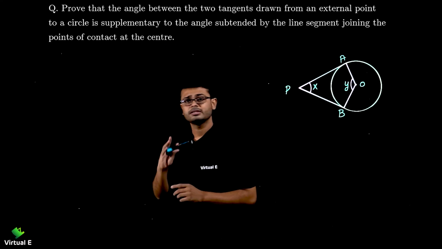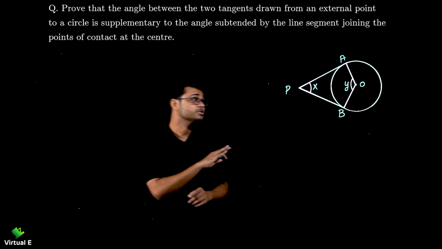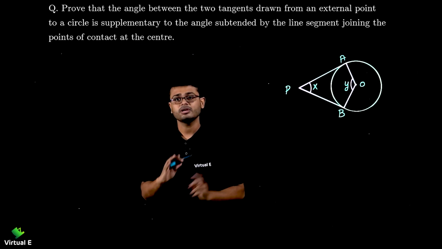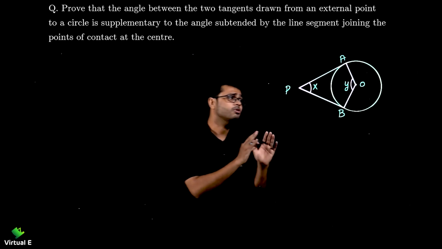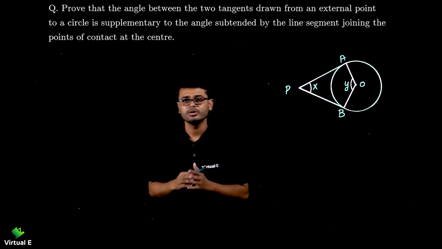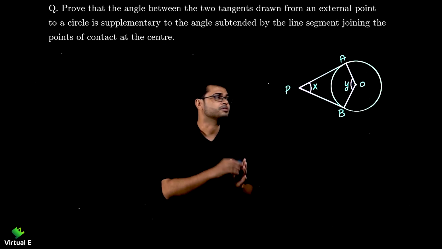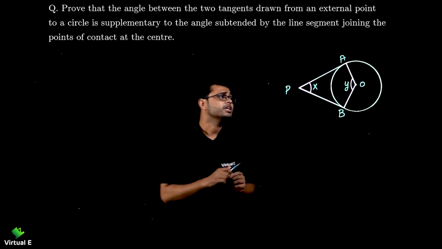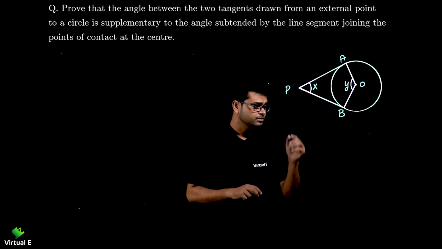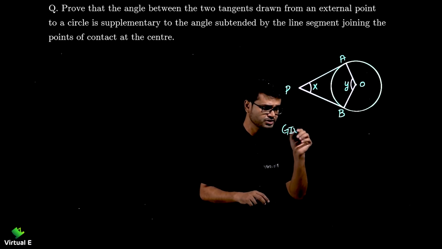There are two methods to do this one, which are the isosceles triangle or the quadrilateral. I'm going to use the quadrilateral. It's very simple and quick to do, and we are using theorems of the circle as well. So first thing we need to do is talk about the given. What information is given to us?